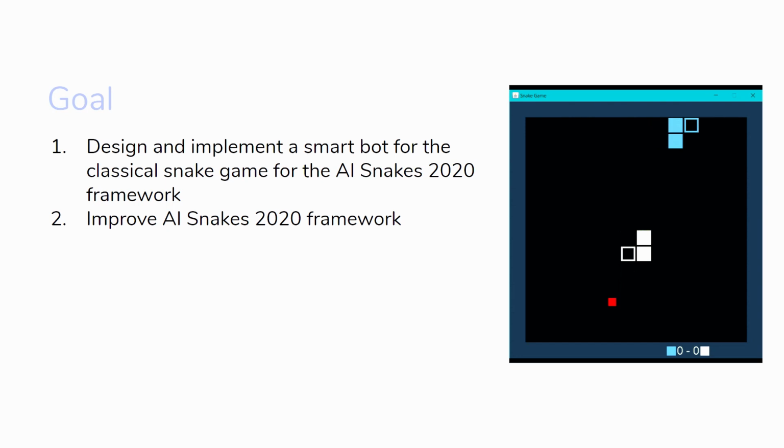So let's start our introduction to the project from its description. So what are our main goals? First, design and implement a smart bot for the classical snake game for the AI Snakes 2020 framework. Second, improve our existing framework so it can support a big number of participants and also debug it.